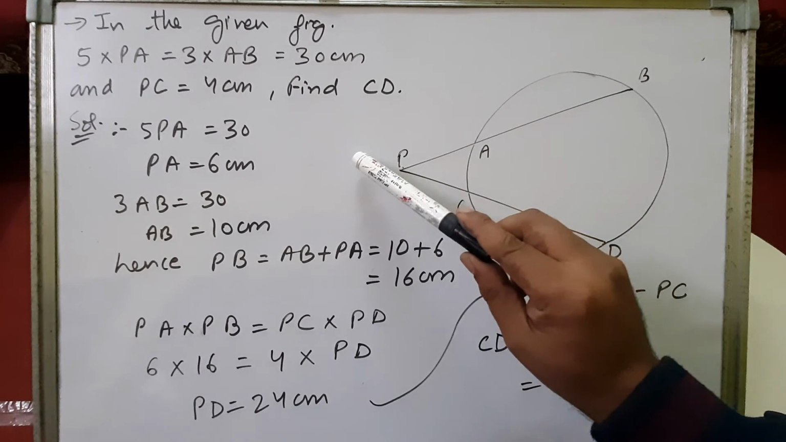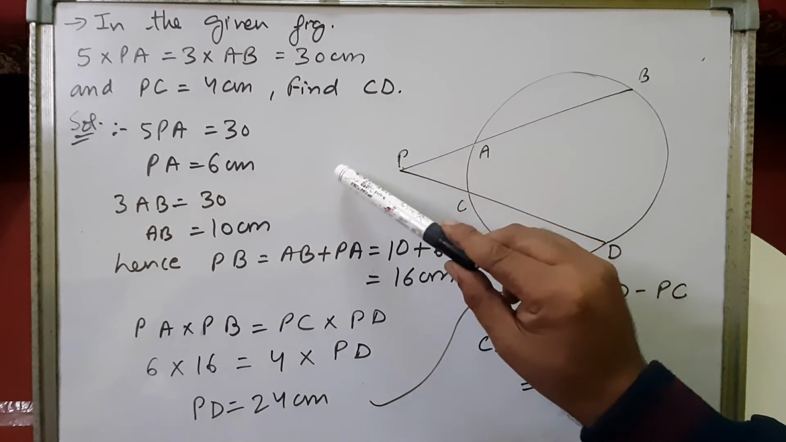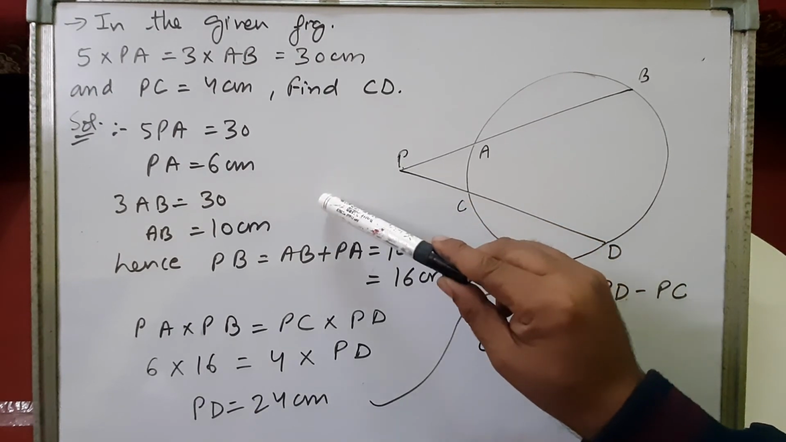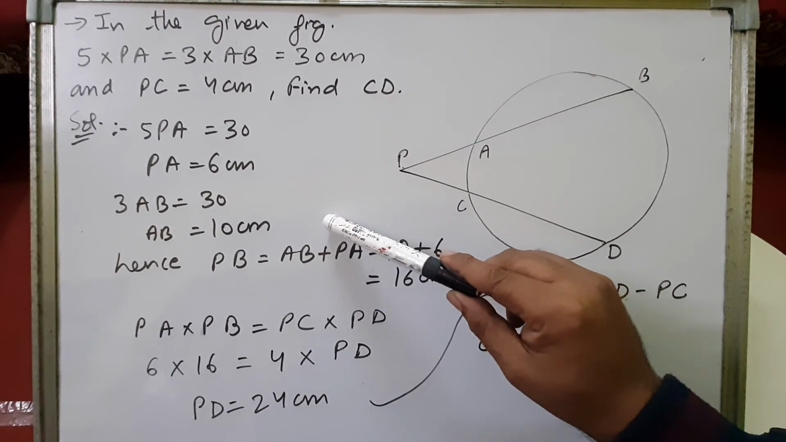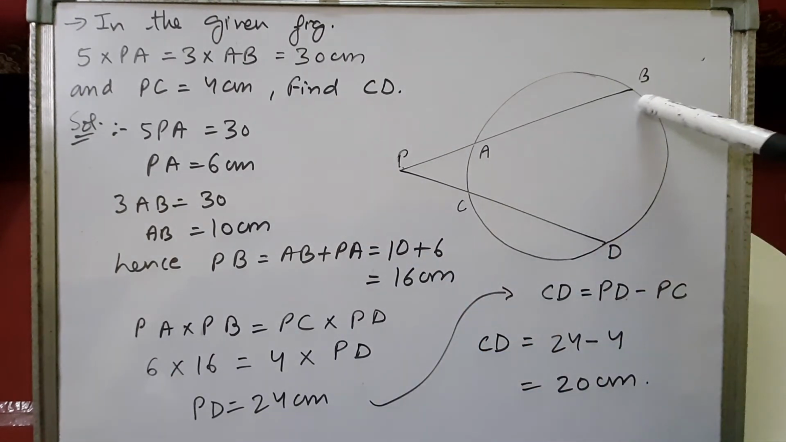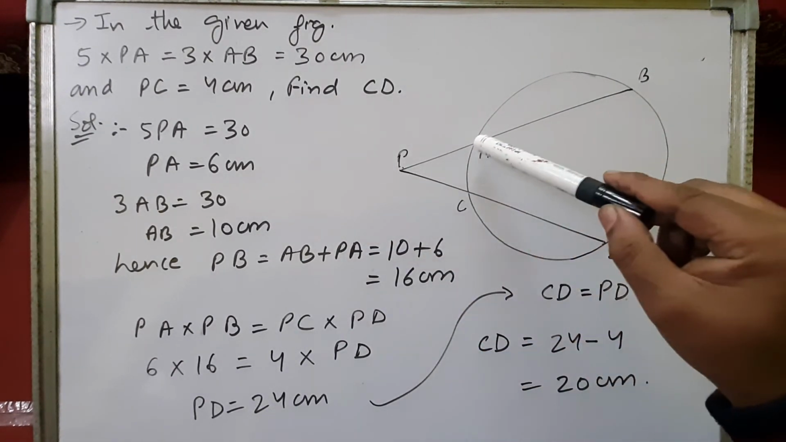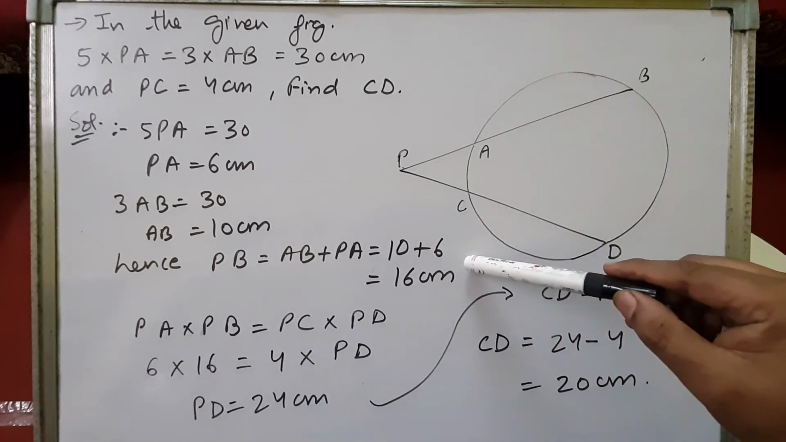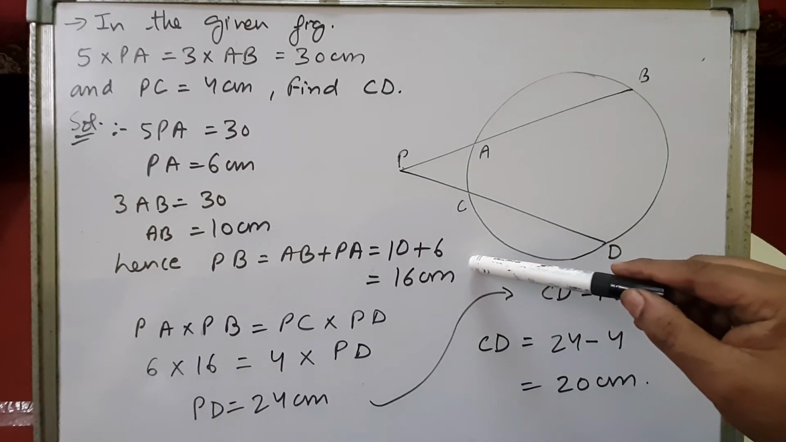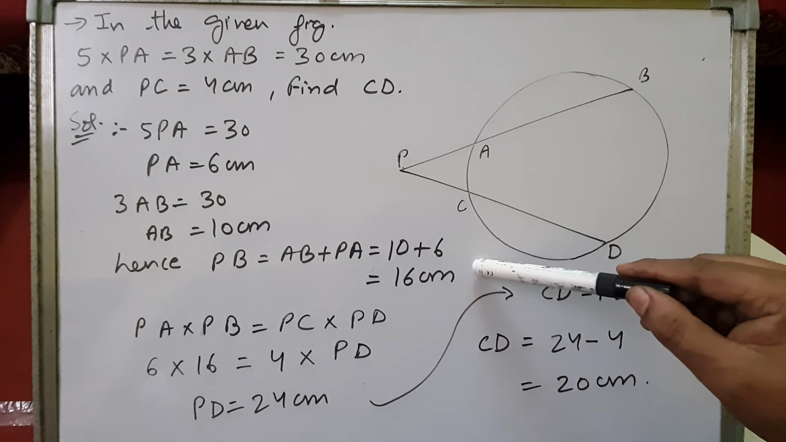So the condition given to us is 5 PA equals 30, then the value of PA will be 6. 3 AB equals 30, then the value of AB will be 10. Now AB is 10 and PA is 6. So the whole length will be 10 plus 6, which is 16 centimeters. The value of PB will be 16 centimeters.